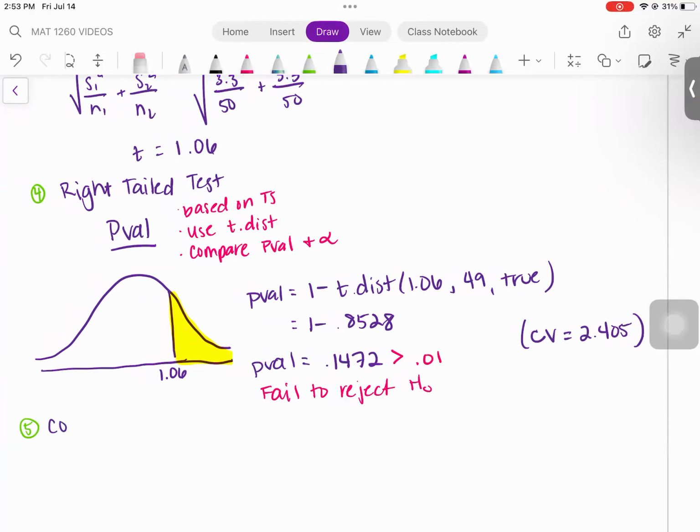Step 5 is our conclusion. Since our decision in step 4 was failed to reject the null hypothesis, then our conclusion is that there is not enough evidence to support the claim that the average number of sports that colleges offer for males is greater than the average number of sports that colleges offer for females.